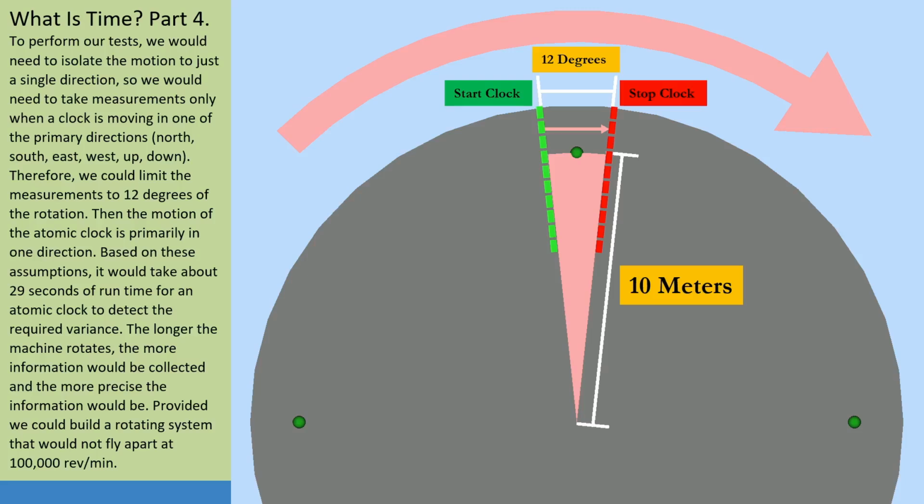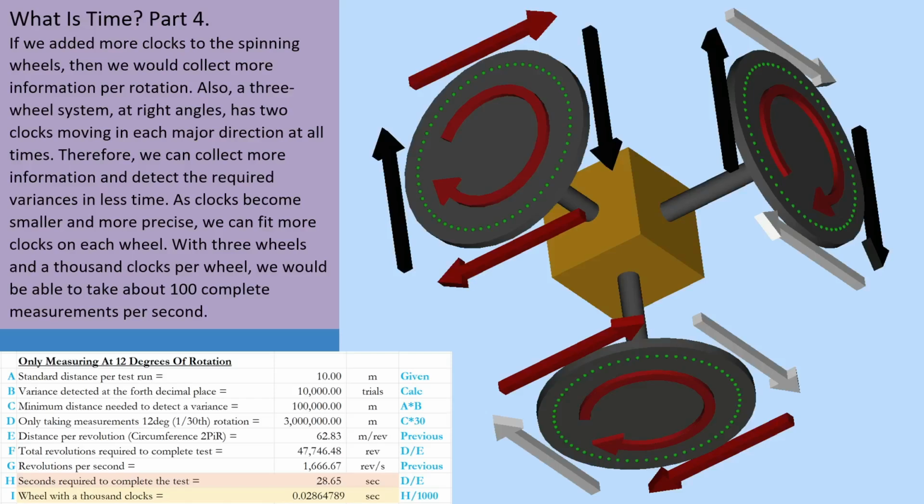Based on these assumptions, it would take about 29 seconds of runtime for an atomic clock to detect the required variance. The longer the machine rotates, the more information would be collected and the more precise the information would be, provided we could build a rotating system that would not fly apart at 100,000 revolutions per minute. If we added more clocks to the spinning wheels, then we would collect more information per rotation. Also, a three-wheel system, at right angles, has two clocks moving in each major direction at all times. Therefore, we could collect more information and detect the required variances in less time.